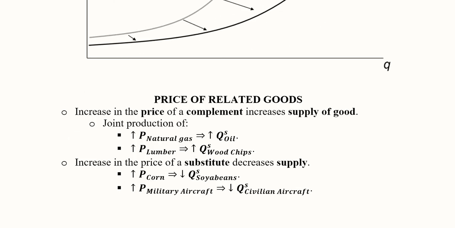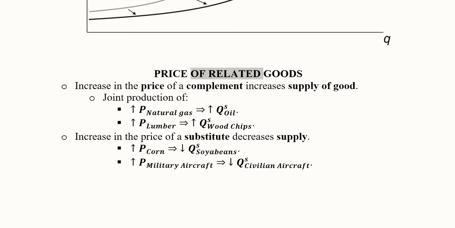Now, other factors that can affect supply can include the price of the related goods. For example, an increase in the price of a complement increases the supply of a good. In case of joint production, we know that natural gas and oil can be produced jointly. Lumber and wood chips can also be produced jointly.